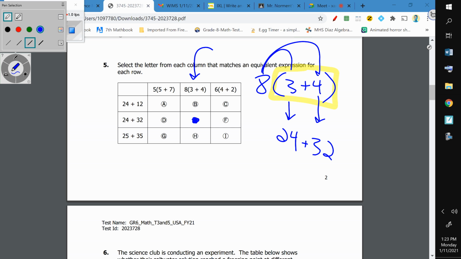And you can do it either way. You can add the two numbers in the parentheses, and then multiply times 8, like I did. And then I just added 24 plus 32, and I got 56. Or you can do it this other way through distribution. Either way, there's 2 ways to solve these, and that's all you got to do for that. So you guys should do fine for number 5.